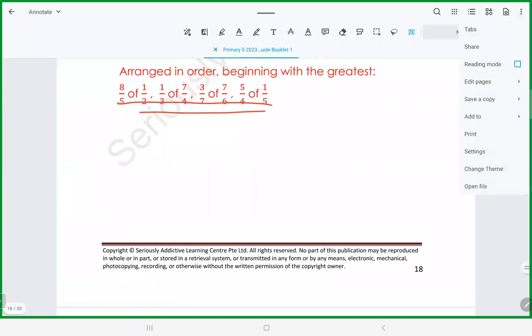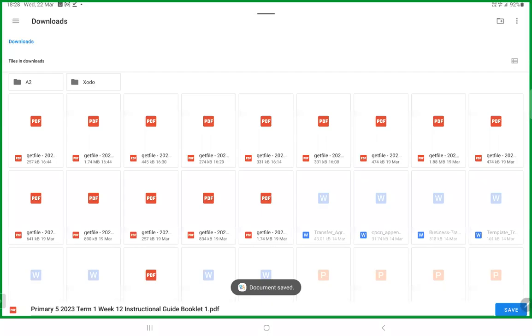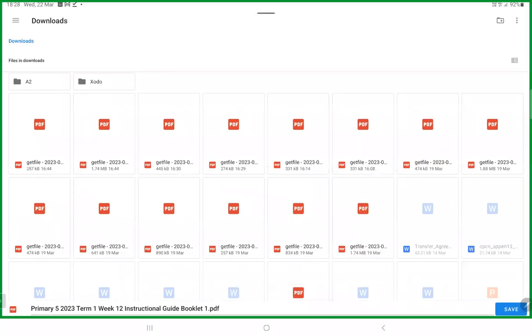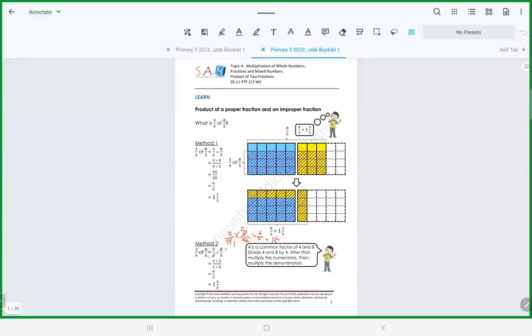for booklet 1. Let me save this first, and we move on to booklet 2 in a minute.